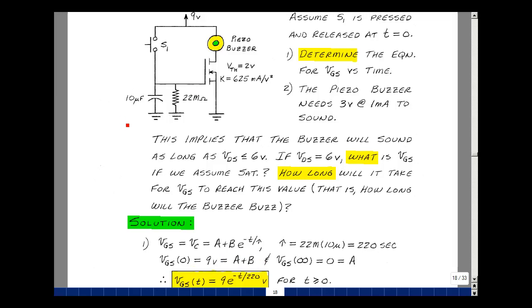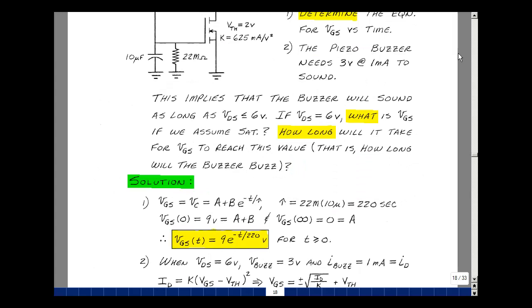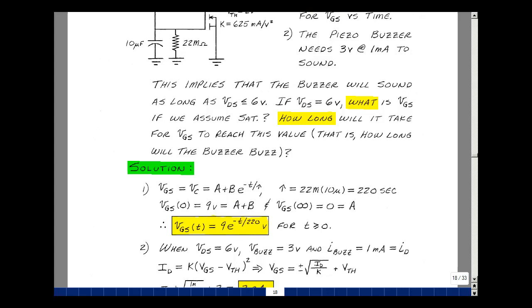And if you wait long enough, this capacitor will discharge. This equation will approach 0 as t approaches infinity. When t approaches infinity, this term is 0, so that means that A is equal to 0. And now we can solve for the capacitor voltage. It's going to be B, which is equal to 9, times e to the minus t over 220 seconds. This will be true for t greater than or equal to 0.